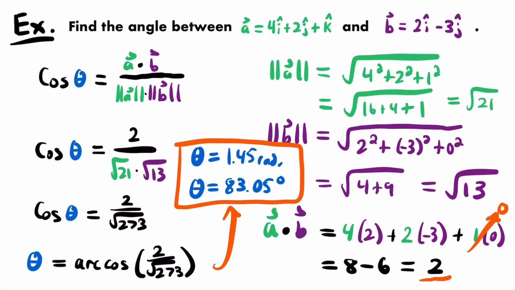And if you're not sure how to convert from an angle in radians to an angle in degrees, I'll just tell you how to do it really quickly. All you have to do is take your angle in radians and multiply it by 180 divided by pi, and that will give you your angle in degrees. Okay, so in case you forgot how to do that, that's how you do it. And the angle between our two vectors is 1.45 radians, or 83.05 degrees.